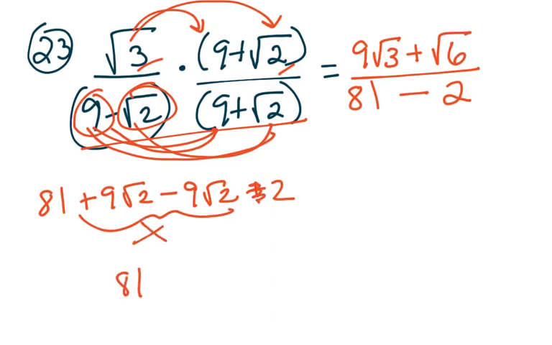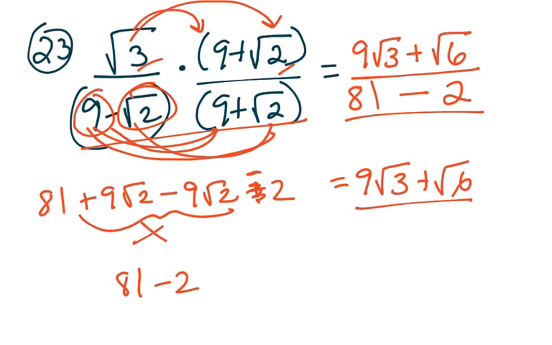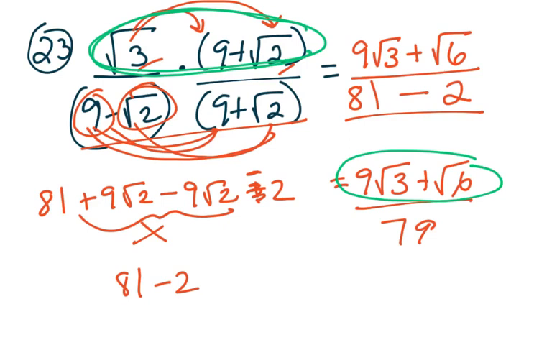Oops, I forgot the sign here. Minus 2. Same thing as here. So this will be 9 radical 3 plus radical 6 all over 79. Please be careful. I checked this out earlier today on MyLab. If you keep it in factored form, you will get marked wrong. You need to distribute it through and then put your answer in.